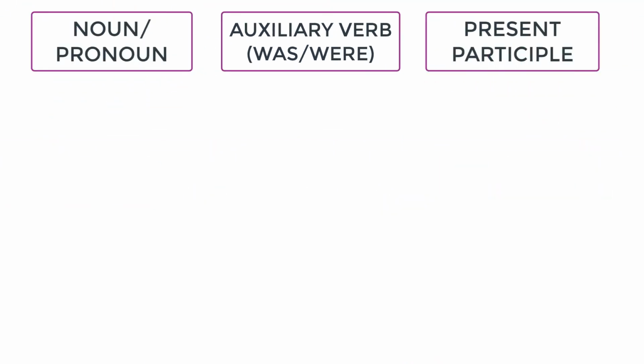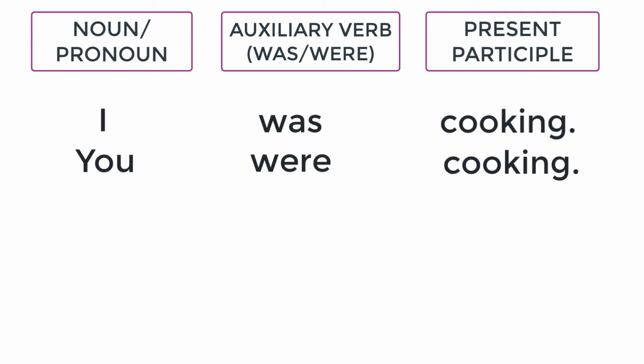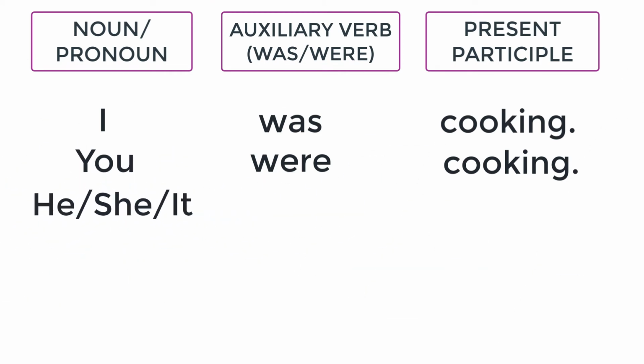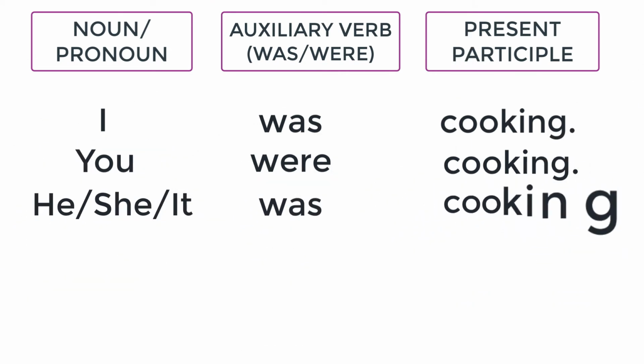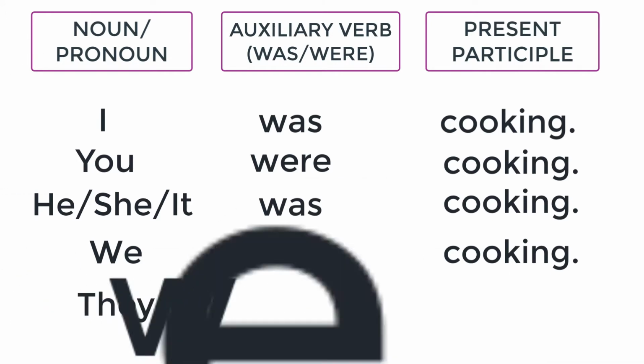To make the past progressive using the pronoun I, we would say, I was cooking. With the pronoun you, you were cooking. With the pronoun he or she, or even it, he was cooking, she was cooking, it was cooking. For the pronoun we, we were cooking. And for the pronoun they, they were cooking.